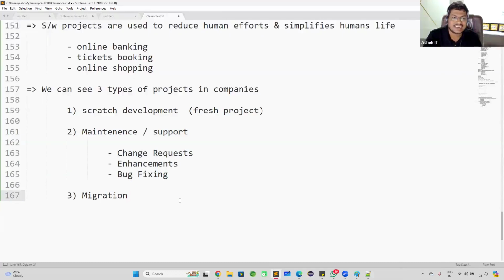Okay. And the next category is called a migration project. So what is the meaning of migration project? Convert the project from one technology to another technology. Many telecom applications, insurance applications, banking applications were developed 20 years ago. Those projects were developed using some old technologies like COBOL, Pascal, and some projects were developed using IBM mainframes technology and all that stuff.